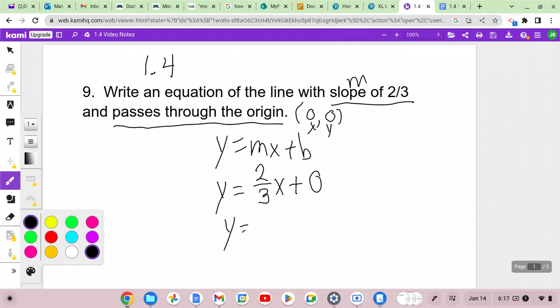To simplify this, y equals 2 over 3x. The plus 0 does not have to be written, and that is the equation of the line.